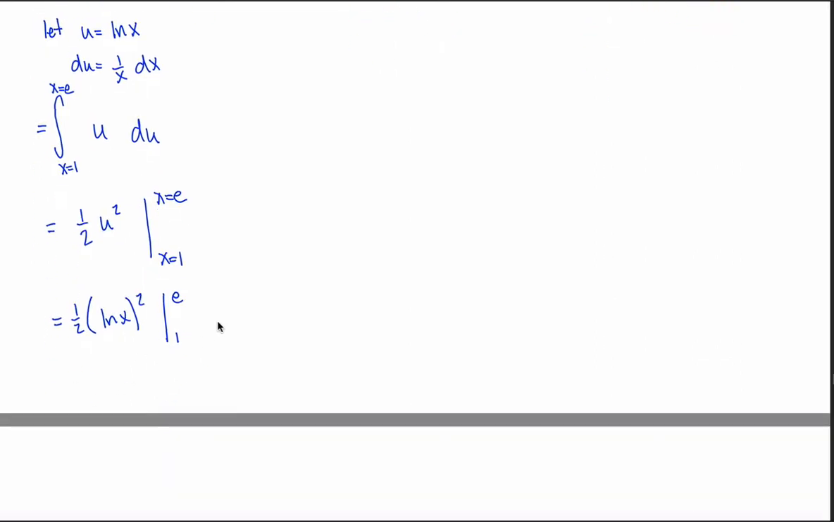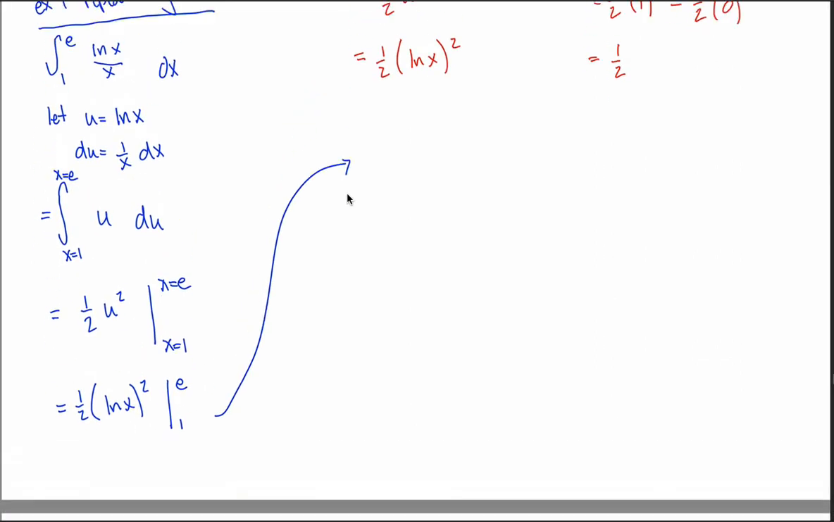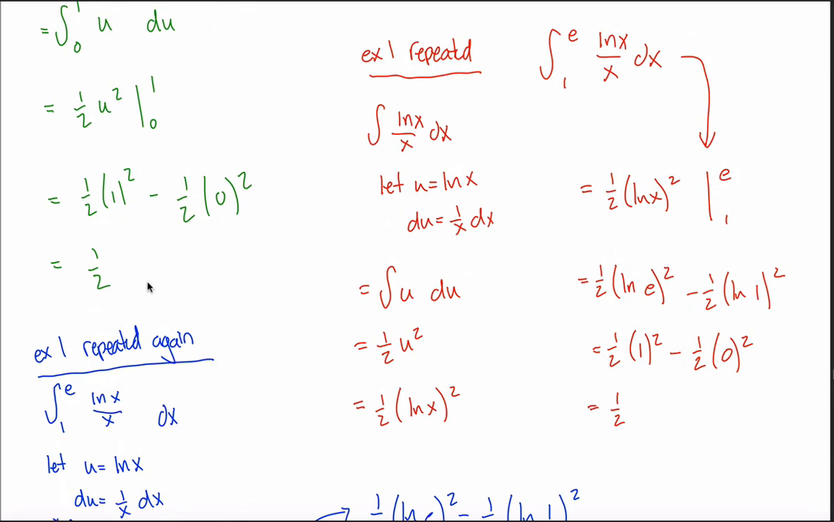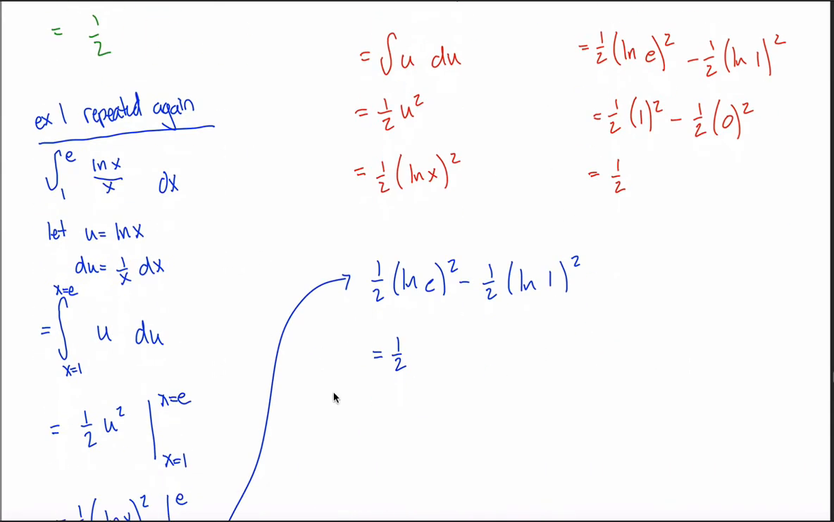At any rate, you plug in your numbers here, and it's the same step we've done a few times now. I get 1/2 the natural log of e squared minus 1/2 the natural log of 1 squared. And then because the natural log of e is 1 and the natural log of 1 is 0, this is 1/2 times 1 squared minus 1/2 times 0 squared, which is 1/2. The same answer that I got here and the same answer that I got here, just using a different method.